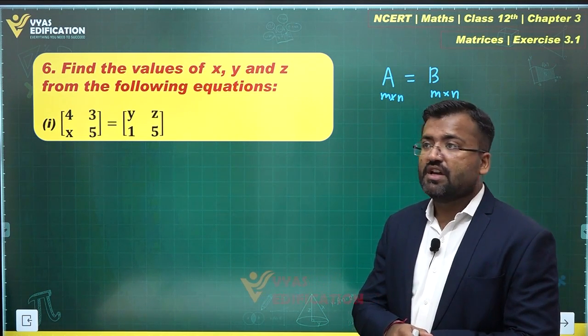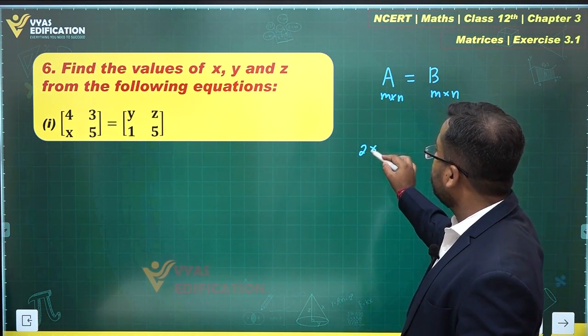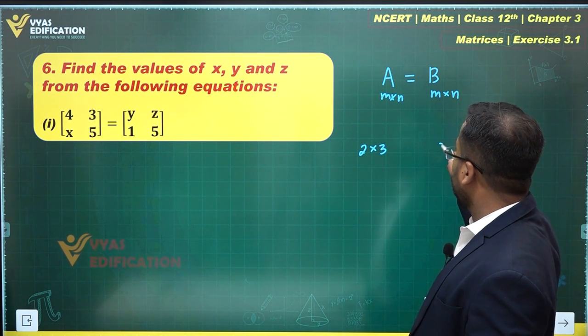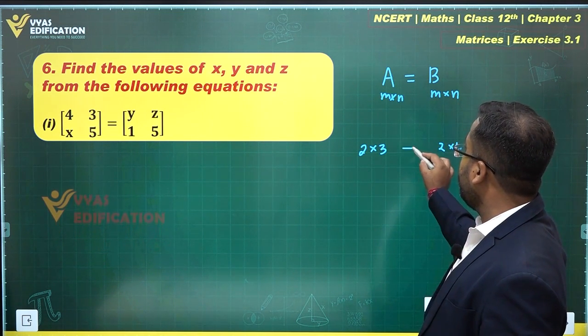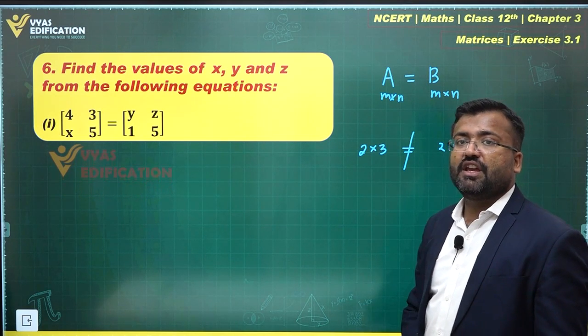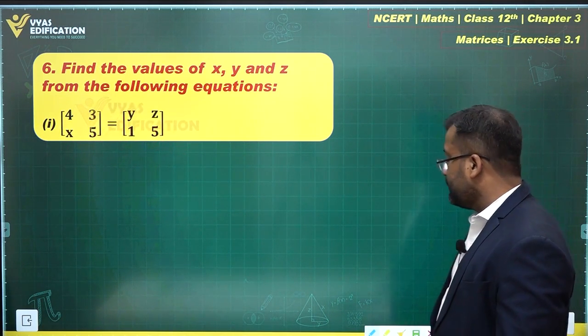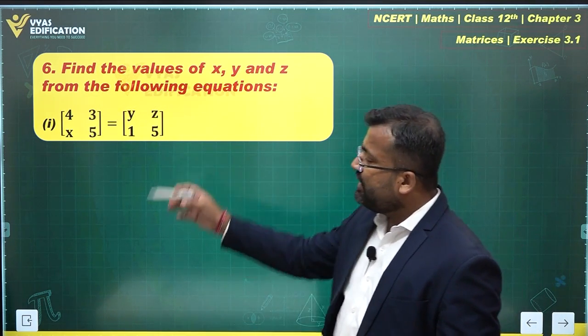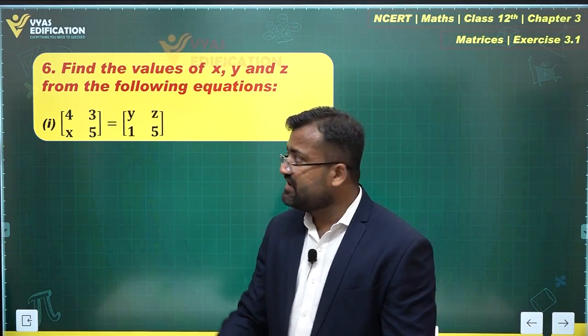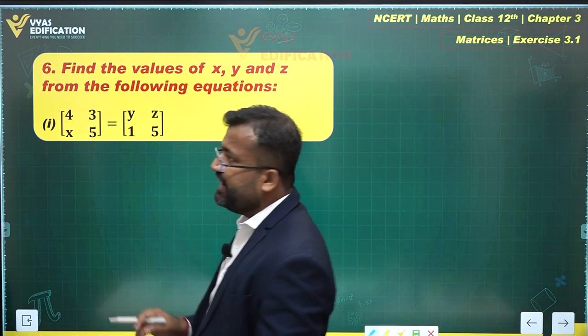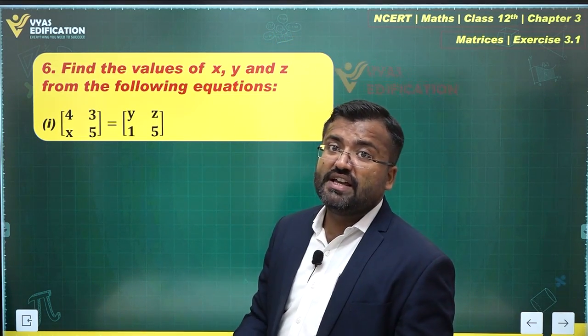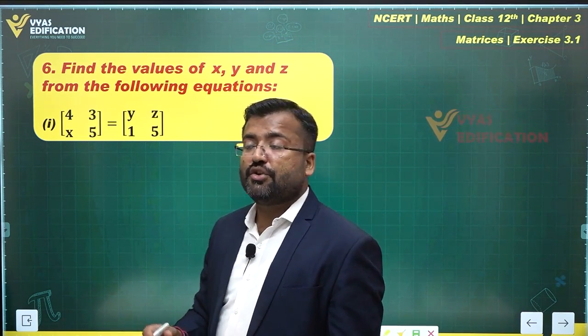Order should be same. Now, a 2 by 3 matrix and a 2 by 4 matrix, can they ever be equal? No, they can never be equal to each other, right? The order has to be same. For the matrices to be equal, the order has to be same. And here you can see that the order is same. This is a 2 by 2 matrix. This is also a 2 by 2 matrix. The next thing that we know is that corresponding elements should be equal.